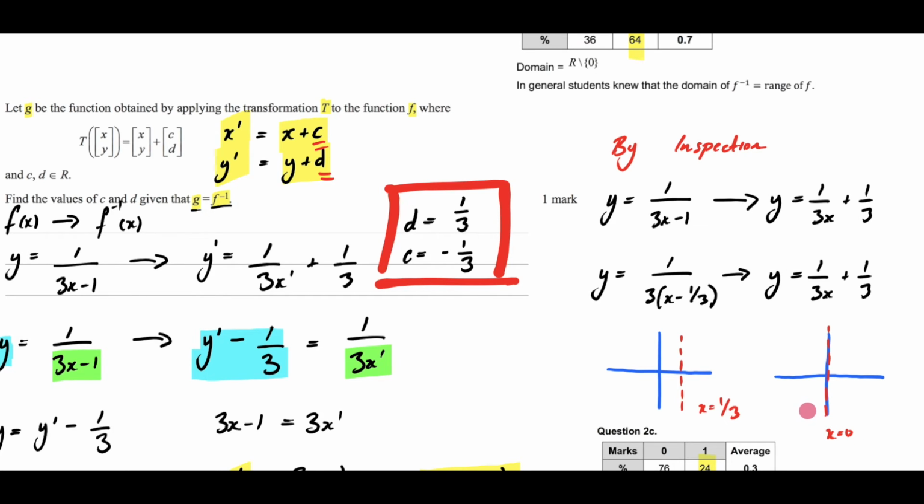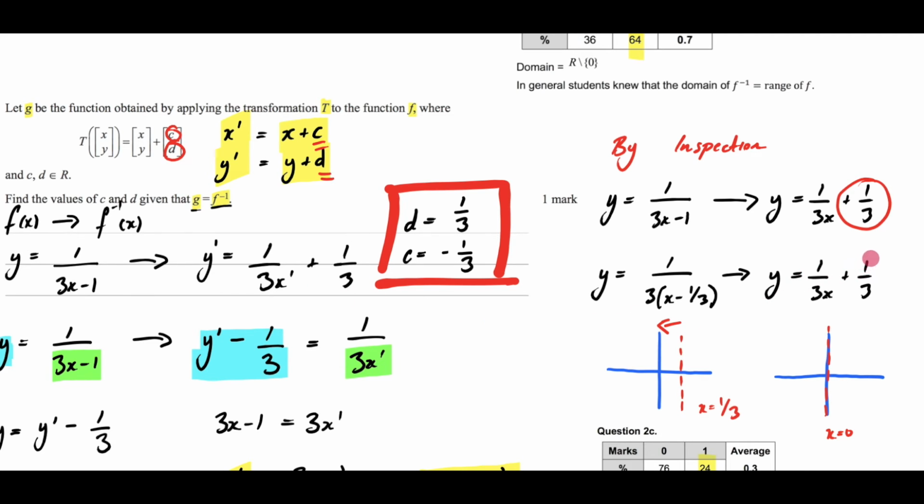So as you can see, it's just been shifted back this way. If I just shift it back that way, I'm going to achieve my end. And so what that means is that my C value here is going to be negative 1 over 3 because I'm shifting it to the left. And then simply I have 1 over 3 here, and there isn't any vertical translation here. So obviously my D is just going to be shifted 1 over 3 up. And you'd be done. That's how you'd get your D value.